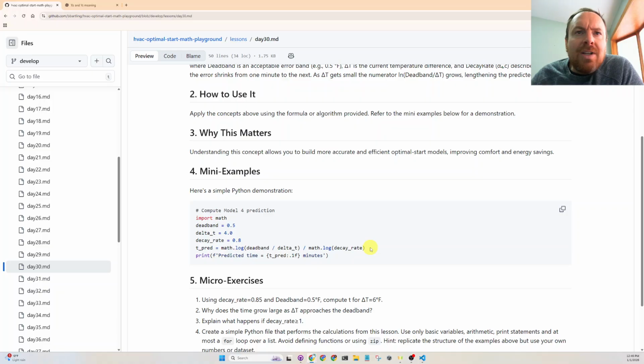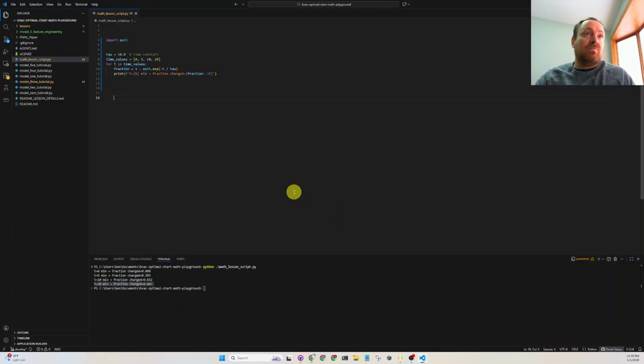Well, there's a lot going on in there. So this is it. This is the equation. In Python form, with the math library that's built into Python: deadband divided by delta T, divided by the log of the decay rate. Okay, let's run it. I'm just going to delete this.